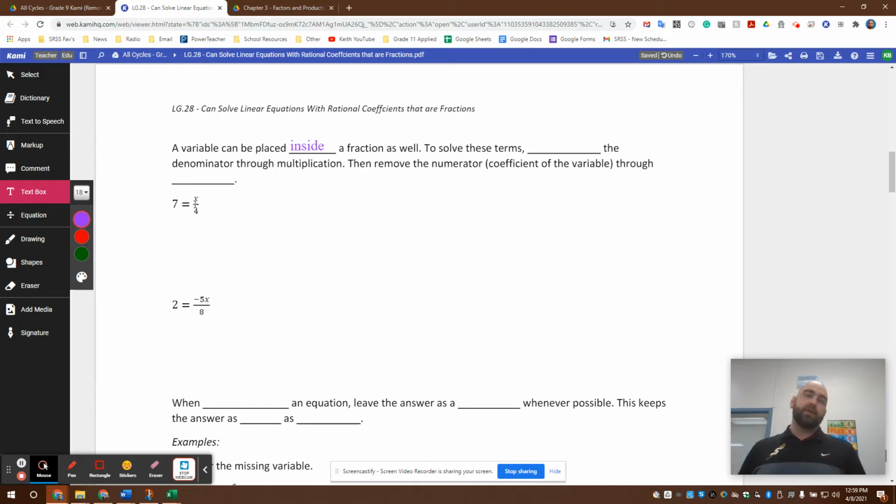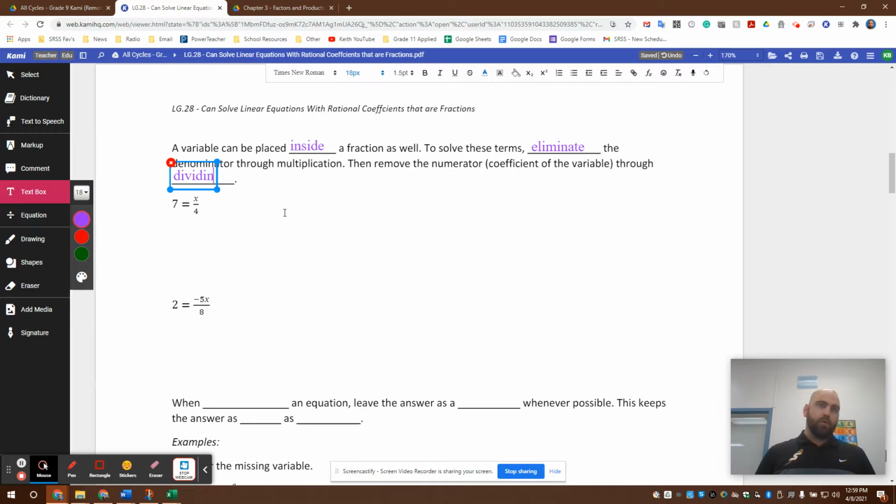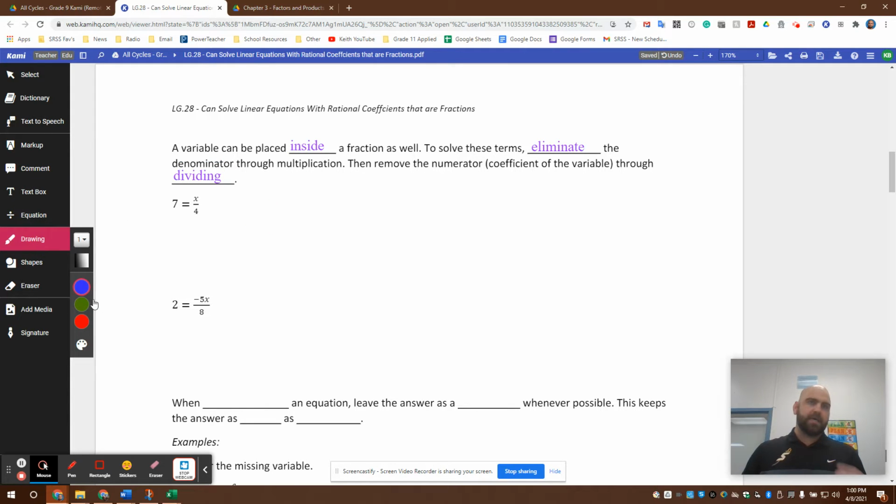So you'll notice this little x right here, it's over 4. It looks like it's inside the fraction, same as it is over here. But really, when it's all said and done, it's not a whole lot different. We're going to solve it the same way. To solve these terms, we're going to eliminate the denominator through multiplication, the same way we did before, and then we're going to remove the numerator or the coefficient of the variable through dividing or division. Okay, so that's what we're going to be doing, and we're going to do it exactly the way that we did prior.